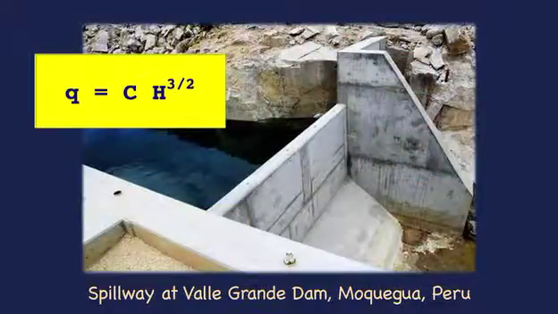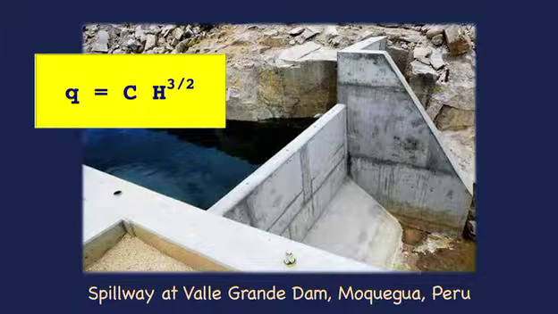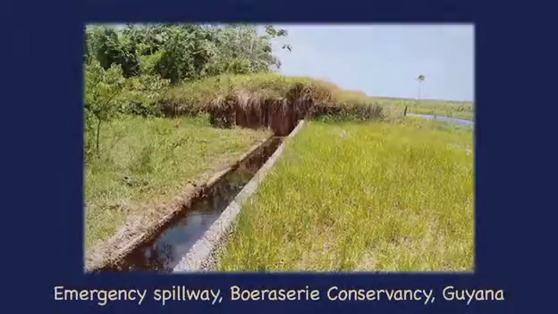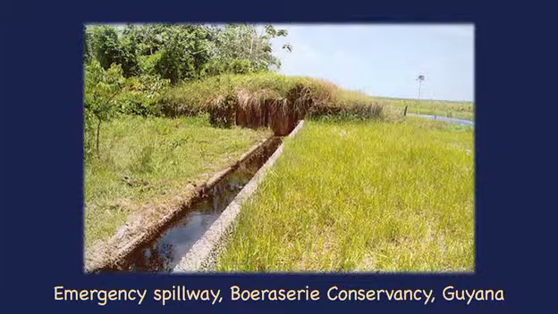The discharge coefficient C depends on the shape of the broad-crested weir and the local hydraulic conditions. It is typically less than the theoretical value. For example, a discharge coefficient equal to 1.46 in lieu of the theoretical 1.7 has been reported for the spillway weir at the Boracere Conservancy in Guyana.